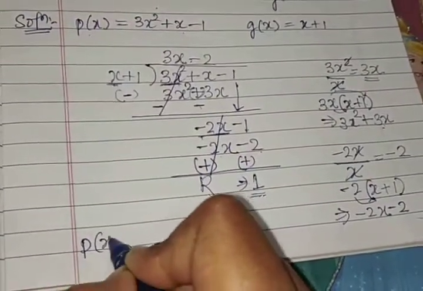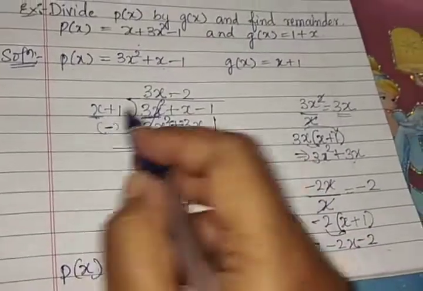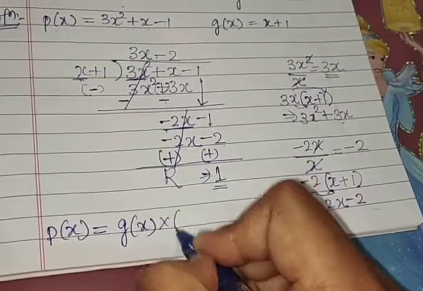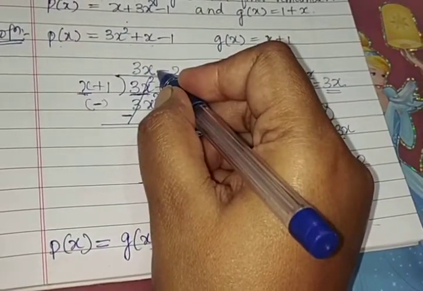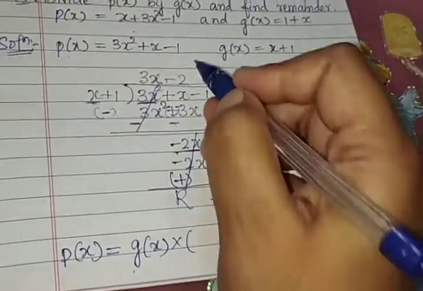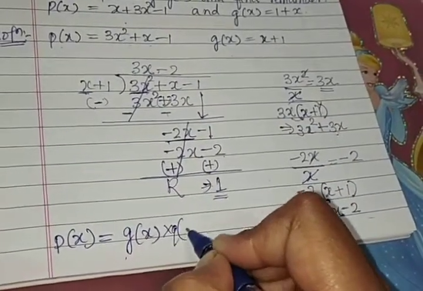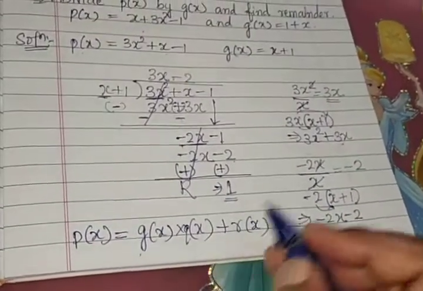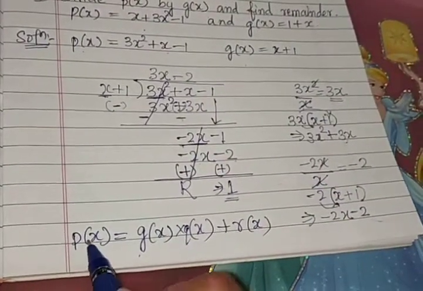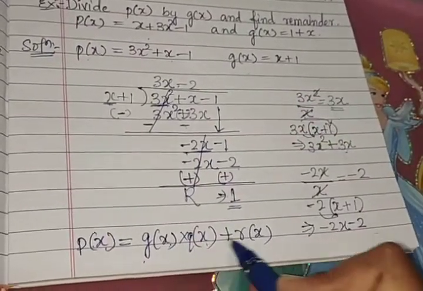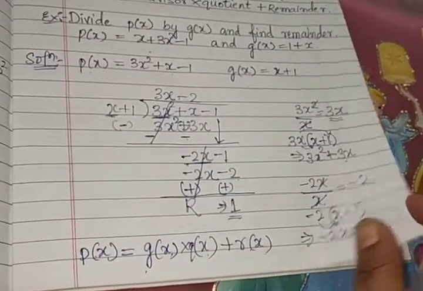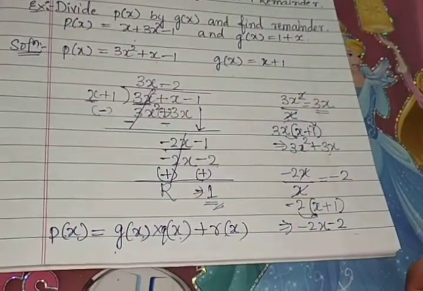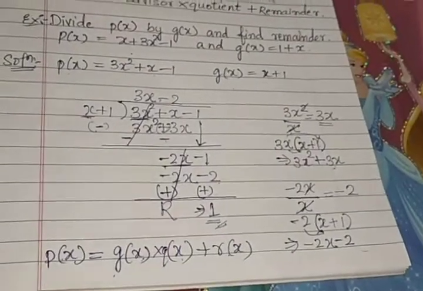So p of x is equal to divisor g of x into quotient q of x, plus remainder r of x. So if you further write the values of p of x, g of x, q of x and r of x in their places. So this is one method to find the remainder. There is one more method, that is called the remainder theorem.